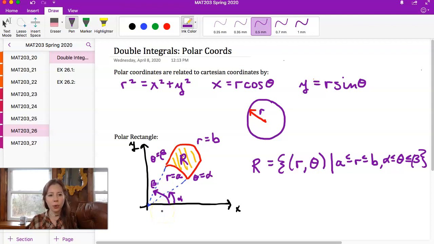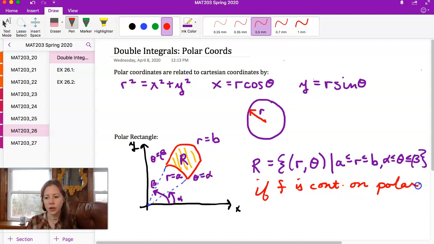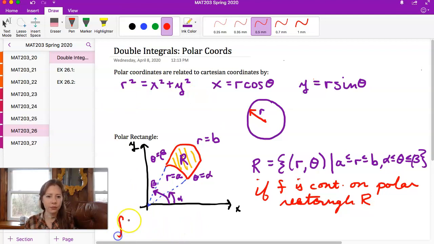And so to change to polar coordinates, if f is a continuous function on the polar rectangle R, I promise it says rectangle, R, what we have is the double integral over our region R, where you have some function of x and y, dA, and remember dA is dx dy, can be converted to polar coordinates as follows.